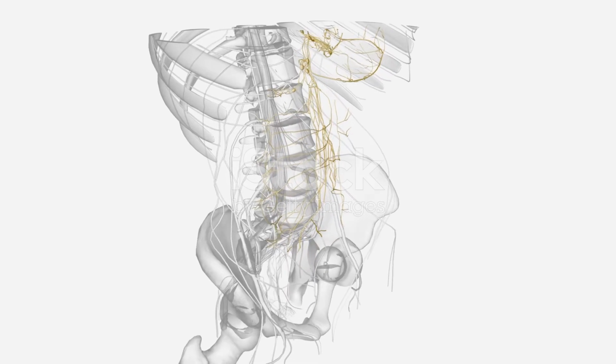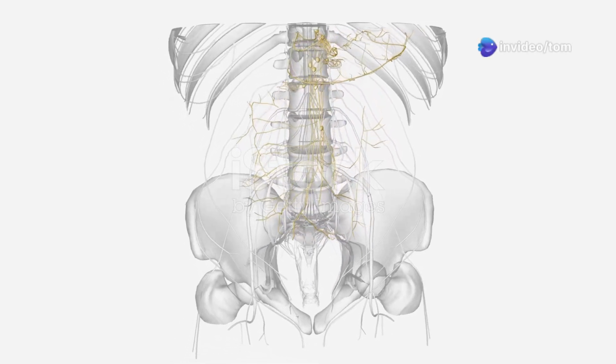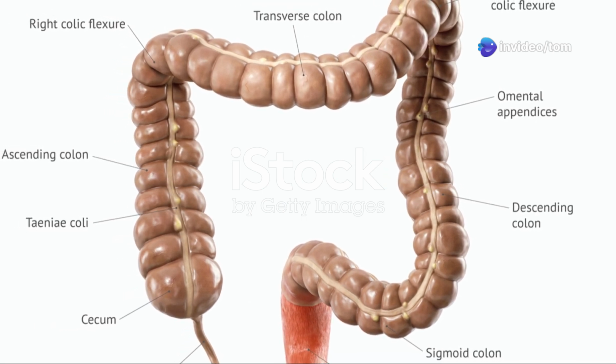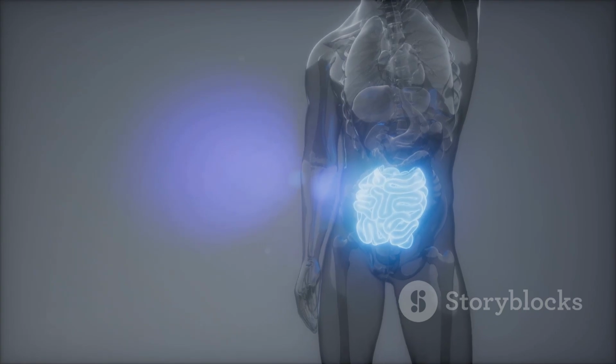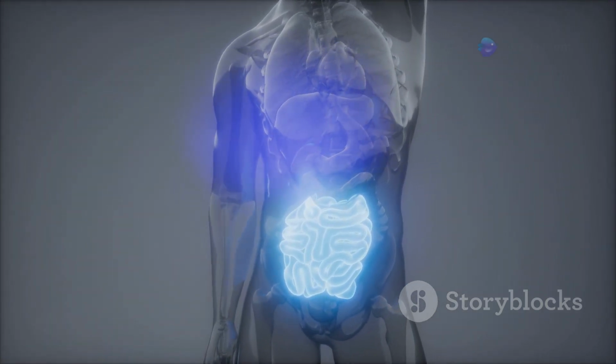The left upper quadrant, or LUQ, houses the spleen, stomach, and part of the pancreas. The right lower quadrant, or RLQ, contains the appendix, cecum, and a portion of the small intestine. The left lower quadrant, or LLQ, includes the sigmoid colon and a portion of the small intestine.